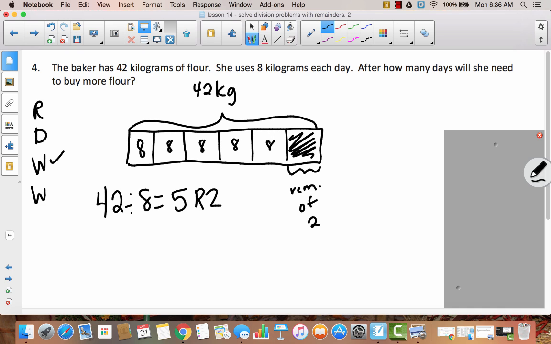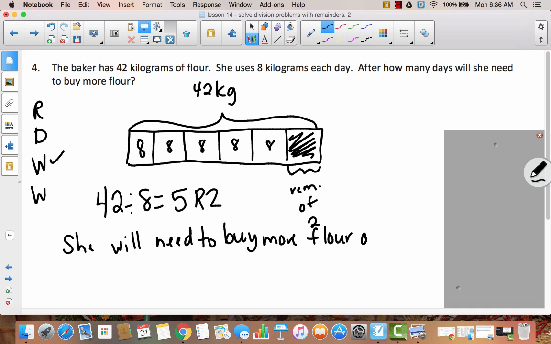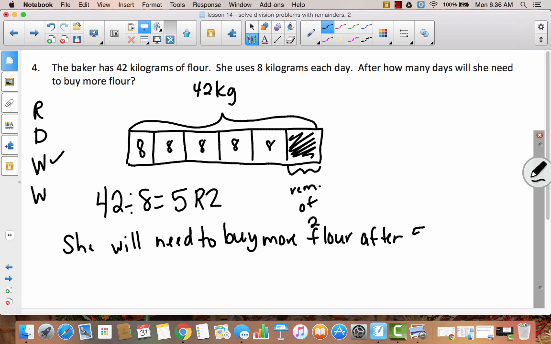So now I'm ready to write my word sentence. So I'm going to say, she will need to buy more flour after 5 days.